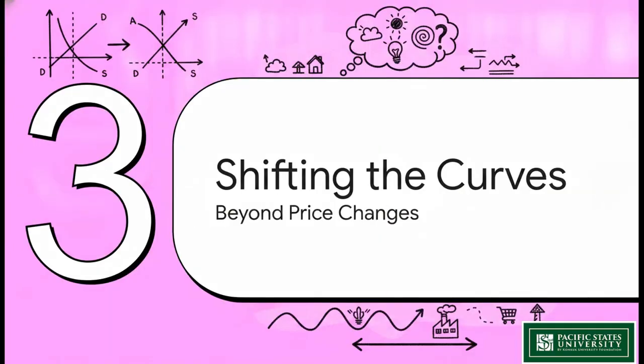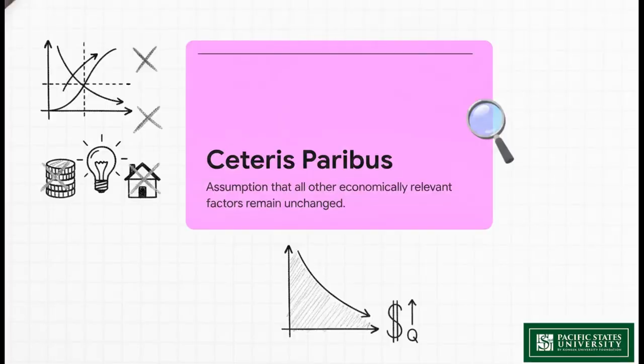Section 3. Shifting the curves. Up to this point, we've only been talking about price changing. But what happens when variables other than the price of the product change? Well, the entire curve moves. Before we look at those specific variables, we need to understand a core, absolutely fundamental assumption used in all economic modeling, ceteris paribus. This is a Latin phrase meaning other things being equal, or holding all else constant.